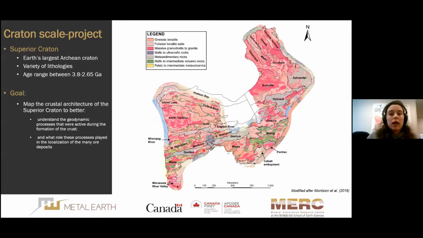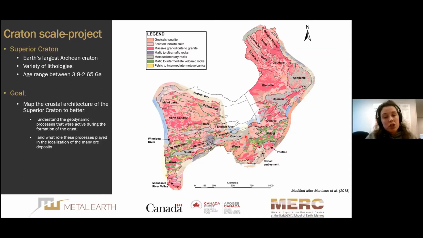First of all, as we know, the Superior Craton is located on the North American continent, and it is the Earth's largest Archean craton. As we can see from the figure here to the right, we have a variety of lithologies, both plutonic and granite-greenstone belts, with some sedimentary basins shown in gray. As well as the lithologies, the ages also range between 3.8 and 2.65 billion years.